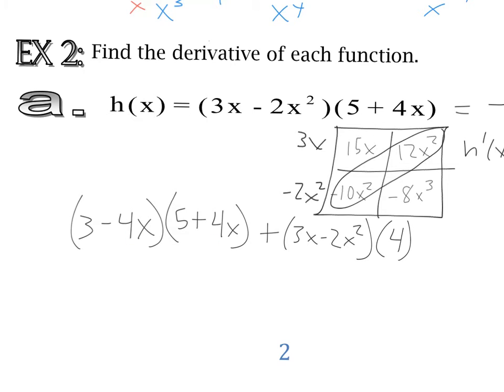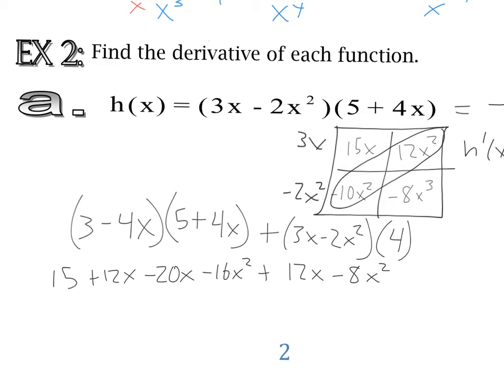And I could, again, box method or FOIL these. I'm just going to FOIL these because I'm running out of space here. 3 times 5 is 15. 3 times 4x out here is 12x. And then on the inside I have a negative 20x. And then lastly I have a negative 16x squared. Plus, let's distribute this 4, we'd have a 12x and a negative 8x squared.